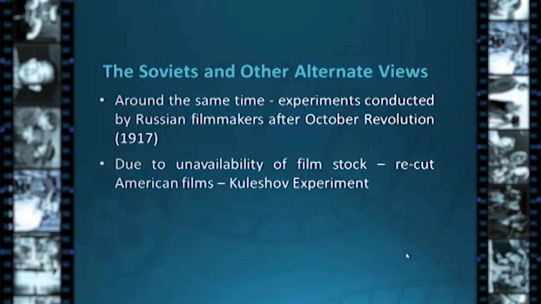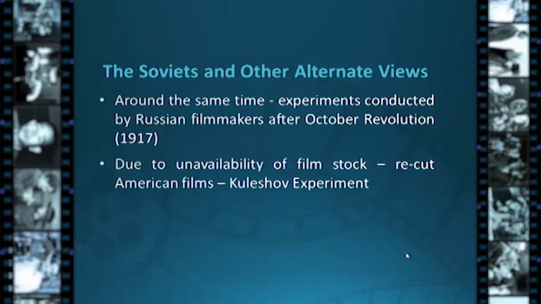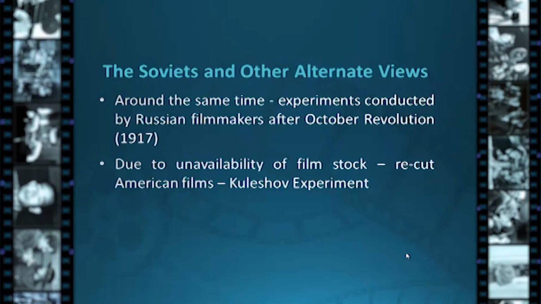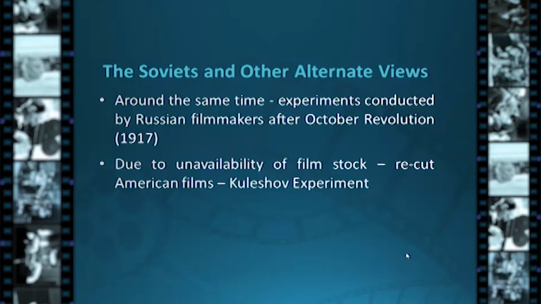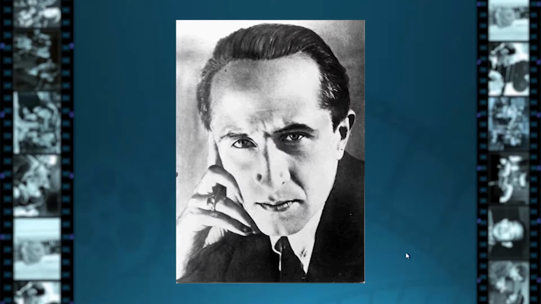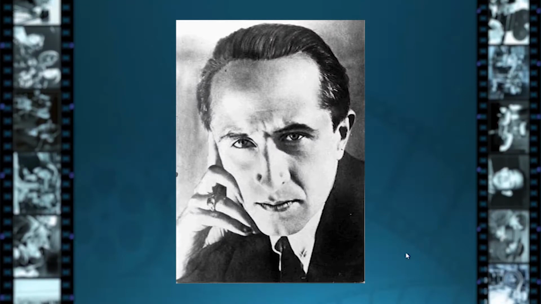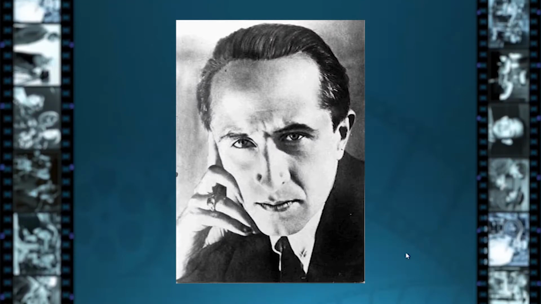There was not a lot of film stock available to shoot new material. So the Russian filmmakers started recutting existing material, specifically American films, and they did experiments with it. A very famous experiment from that time was the Kuleshov experiment, which formed the basis for the Soviet style of editing. Again, this is something that we will talk about in detail in the next chapter.